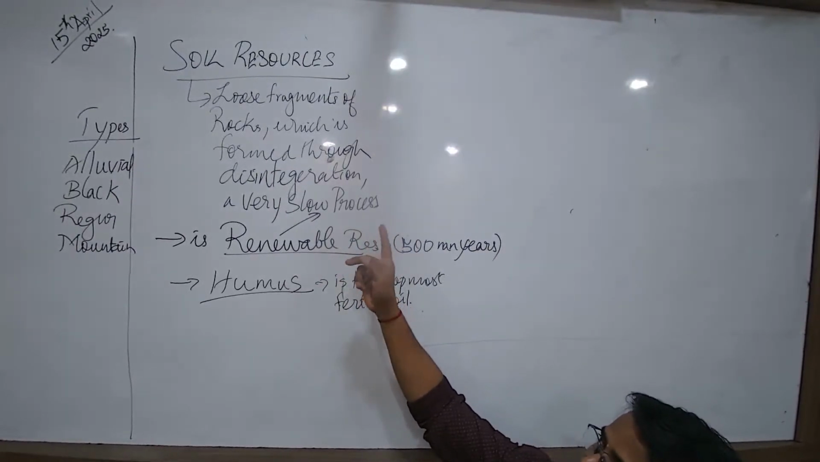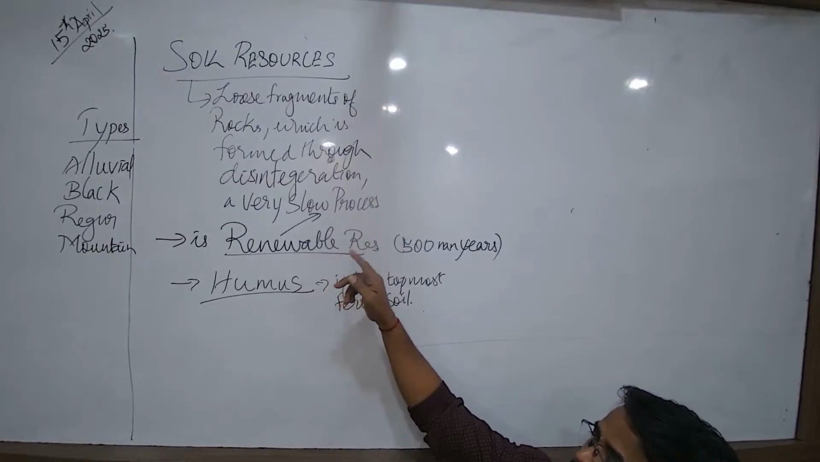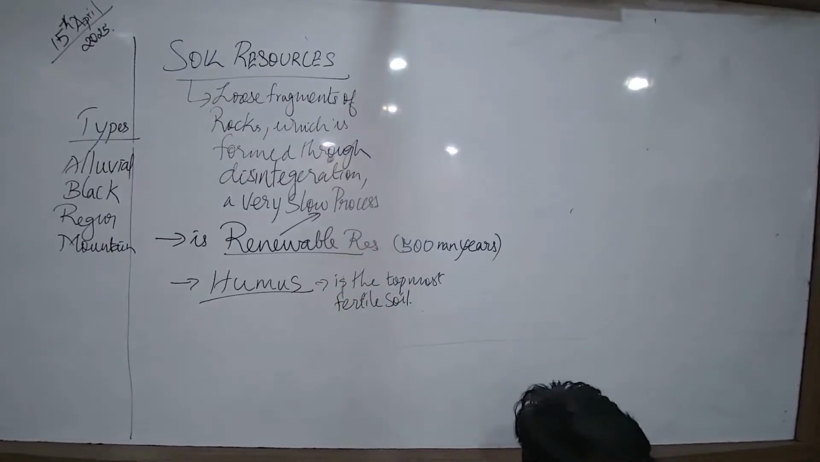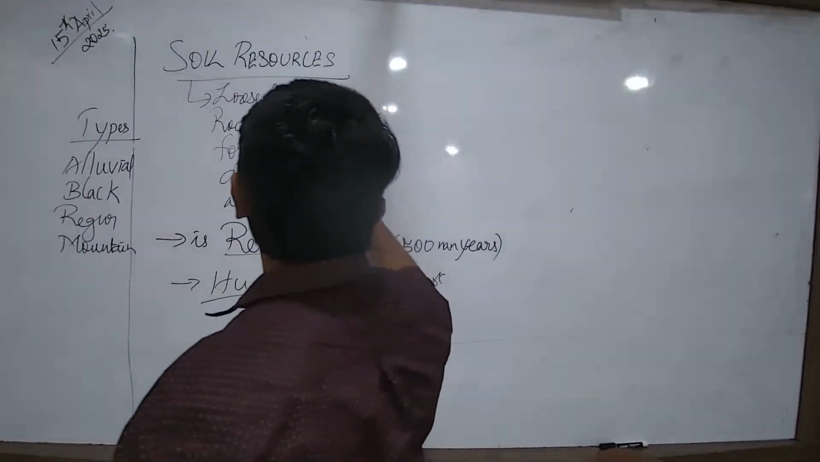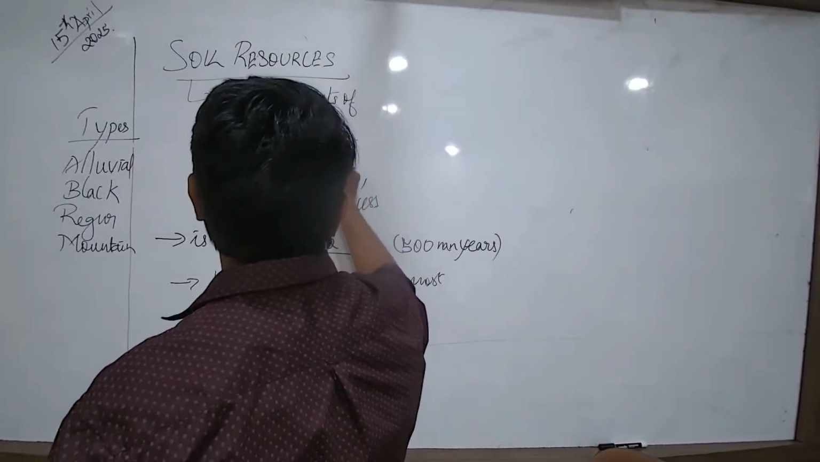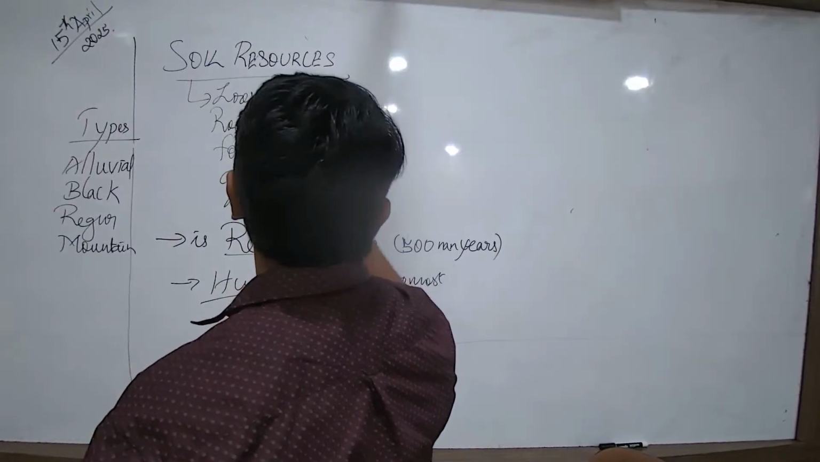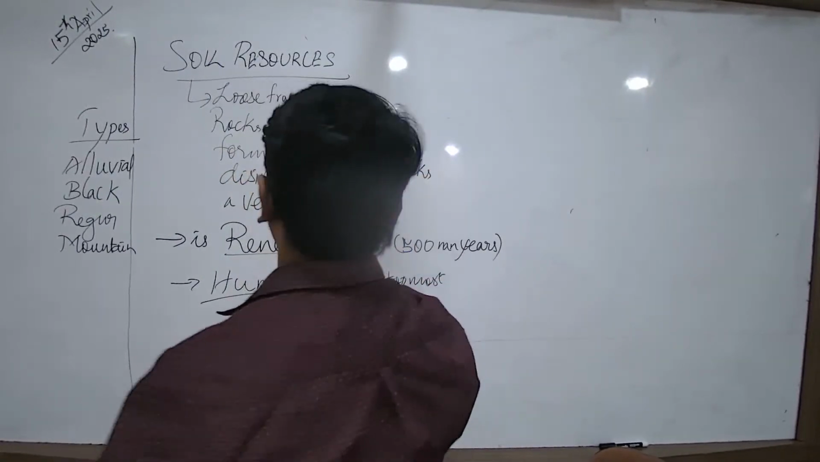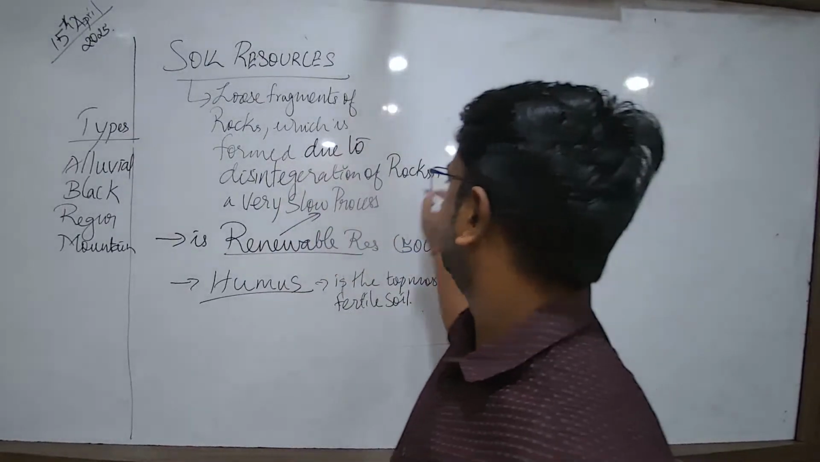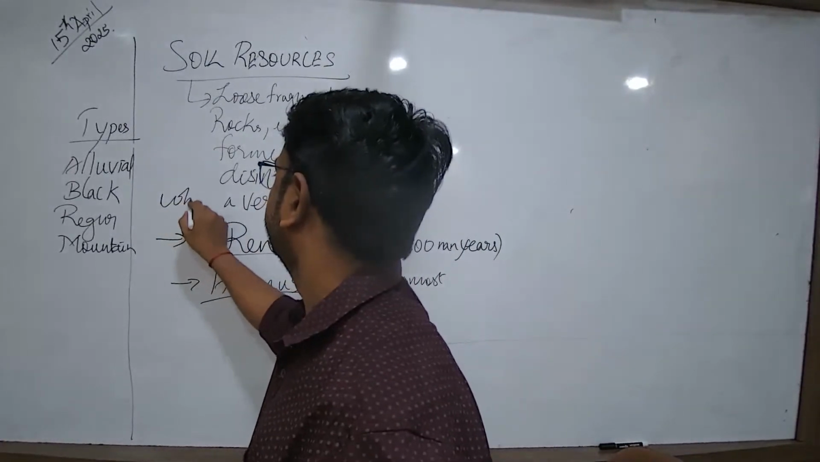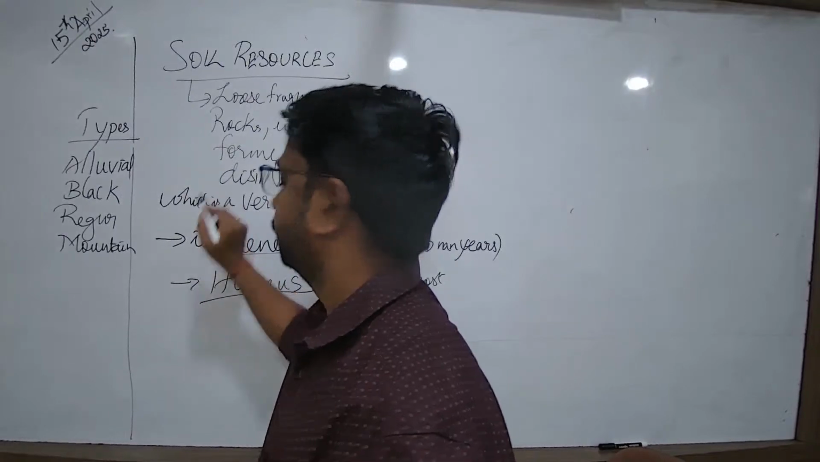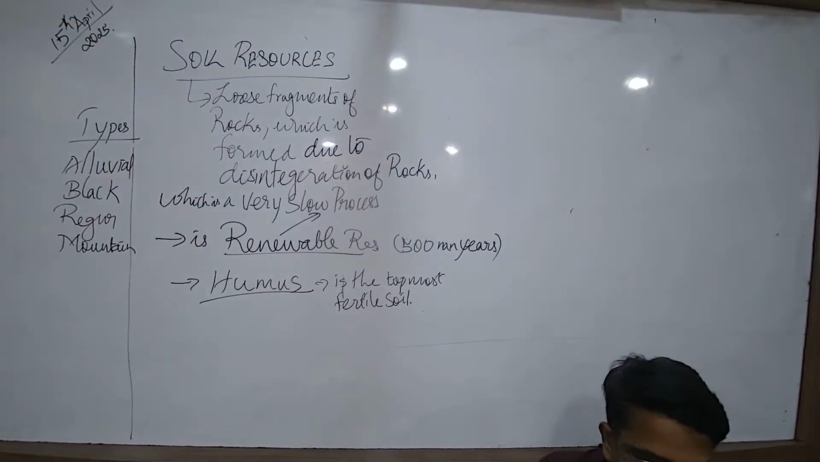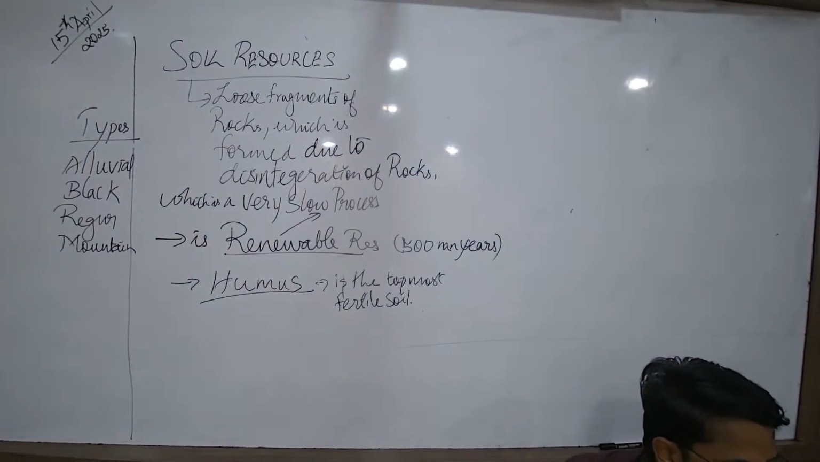Soil is the loose fragments of the rocks which is formed due to disintegration of rocks, which is a very slow process. So this is the definition. Definition मतलब वो technical word आता है. This is meaning.